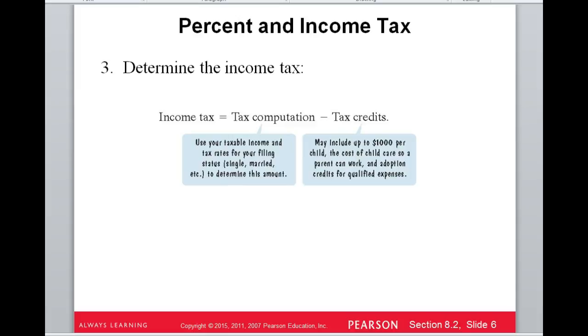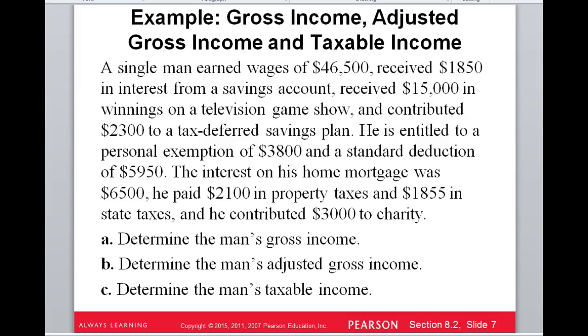Alright, so let's get an example to walk through this. This is a single man, so he's going to file single. He's got wages of this much, $1,850 interest from a savings account last year, received $15,000 from winning on a TV game show. Then he contributed this much to a tax-deferred savings plan, like an IRA or a 401k. And then he's entitled to a personal exemption of $3,800.